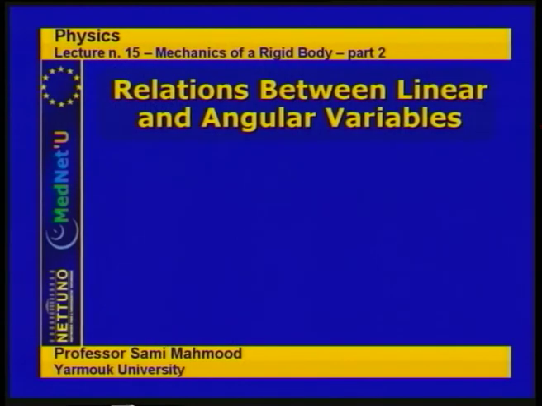And then we will move on to discuss the dynamical variables of rotation, the cause of rotation, and in that context we will discuss the quantity torque, which is the dynamical quantity responsible for the rotation of a rigid body. So, in the beginning, we will start with talking about the relations between the linear and angular variables of motion.